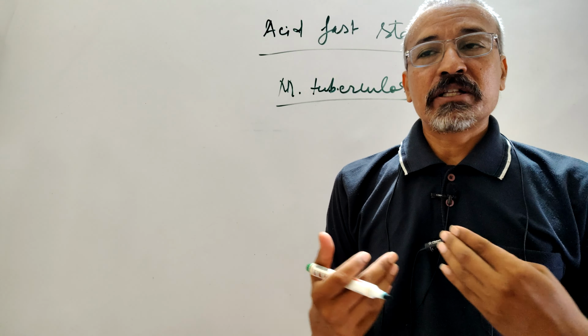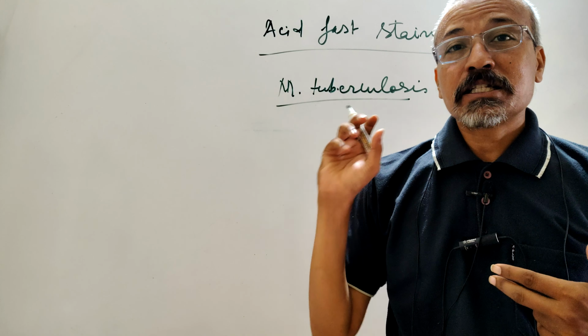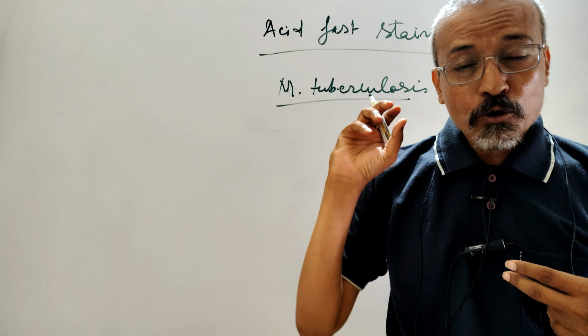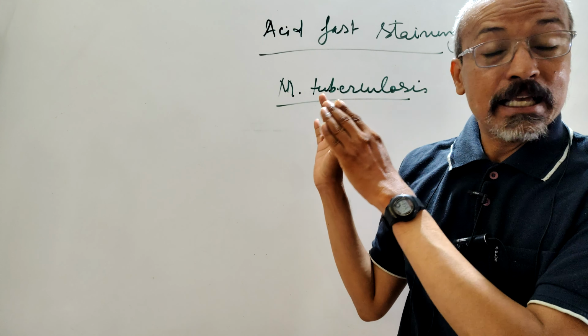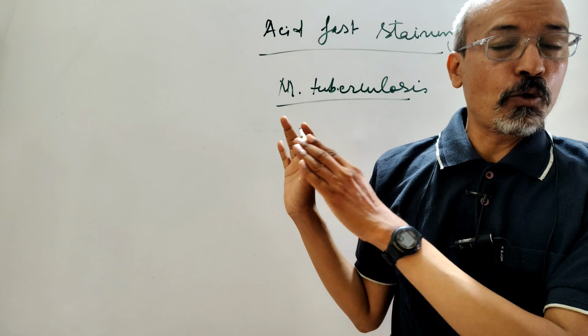Fast means fasting, so those bacteria avoid the normal stains, and they cannot be stained with normal stains, and they are fasting with acids. That means if we apply the acids, something which has already entered into their cell walls cannot be eliminated by the application of this acid alcohol.